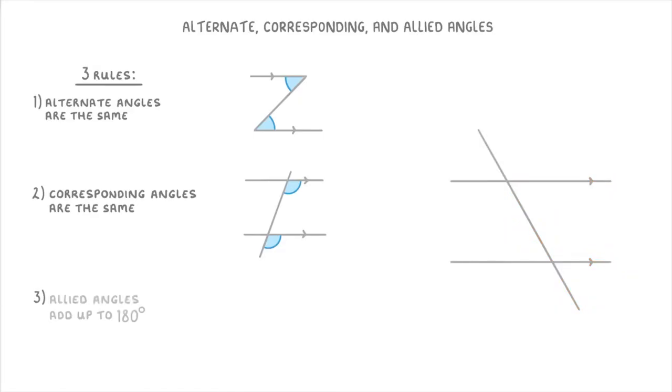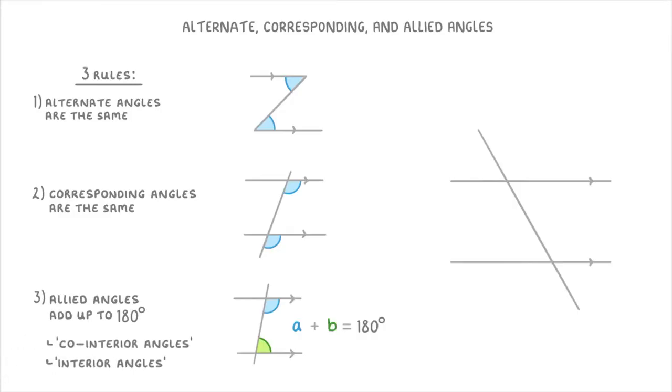The third rule is that allied angles add up to 180 degrees. And allied angles are just the interior angles of a C shape. So in this diagram, these two angles would add together to make 180 degrees. We also sometimes call these co-interior angles, or just interior angles. So just know that allied, co-interior, and interior all mean the same thing here.